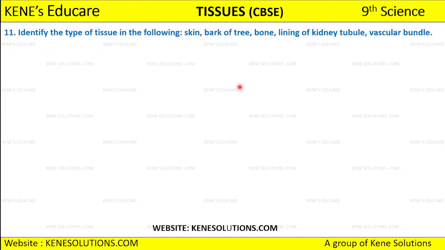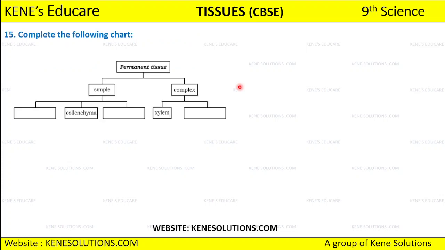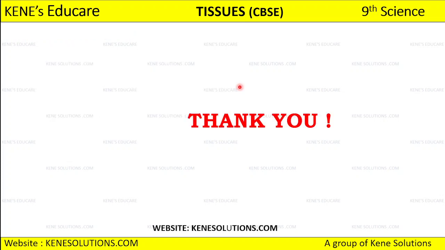Then we are going to identify the type of tissue which is present in the skin, bark of the tree, bone, lining of the kidney tubule and the vascular bundle. We will be naming the region in which the parenchyma tissue is present. Then we will be writing the role of epidermis in plants. Then we will be writing how the cork acts as a protective tissue, and then we will be completing this chart of the permanent tissue.